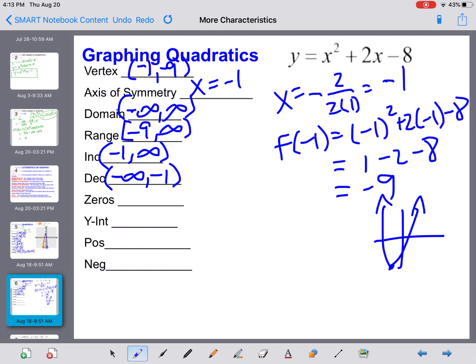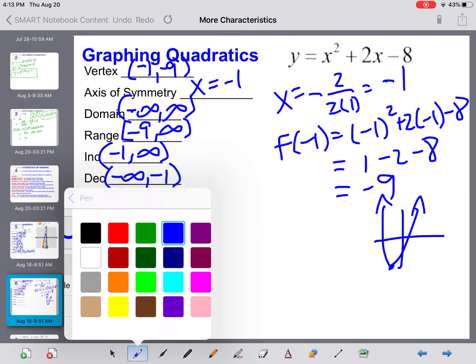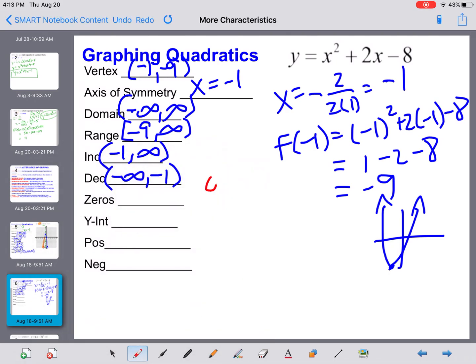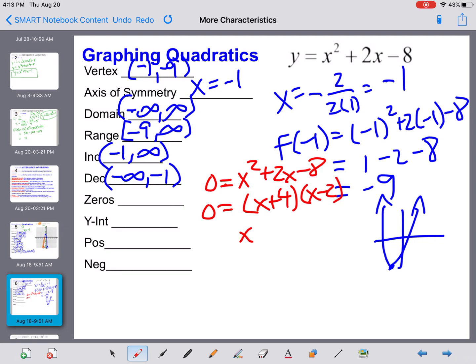For zeros, we don't know since we haven't graphed all of our points yet, but any time we are trying to find zeros, you're going to plug in 0 for y, hence the name zeros, and we're going to solve from there. You can solve a bunch of different ways. You can factor this to be (x + 4)(x - 2), so we're going to get x equals -4 and positive 2. I would strongly suggest writing these in numerical order because that's going to help you out later on. So we have -4 and positive 2.